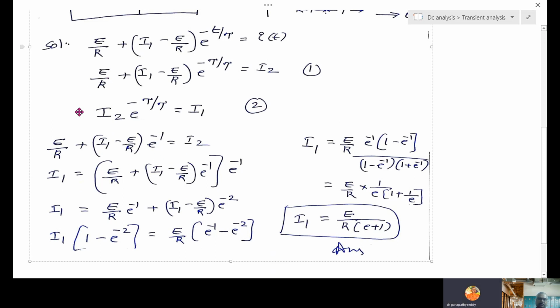So how is this solved? E by R plus I1 minus E by R, times e power minus 1, equal to I2. Tau cancels. Then solve for I1. From this equation, solve for I1, which is equal to so and so.